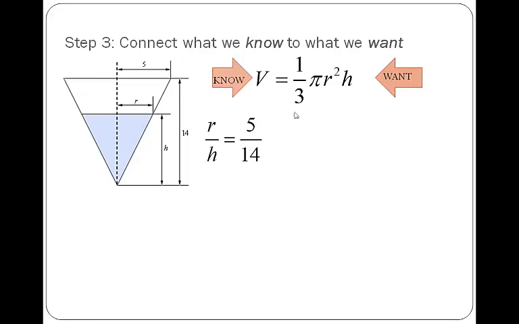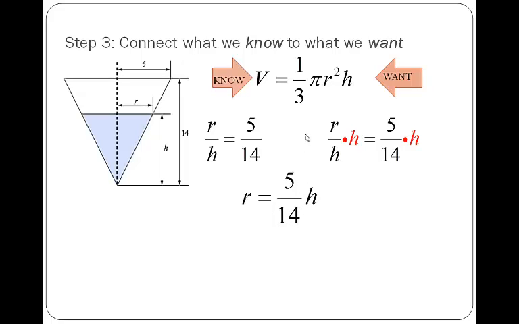So that's where this proportional ratio comes in. The ratio of this smaller radius of the water cone to the smaller height of the water cone is equal to, or proportional to, the radius of the tank itself to the height of the tank itself, so 5 to 14. So multiplying both sides by H, I can cancel out the H's and just get R by itself. So I can see that R is the same thing as 5 over 14 H.